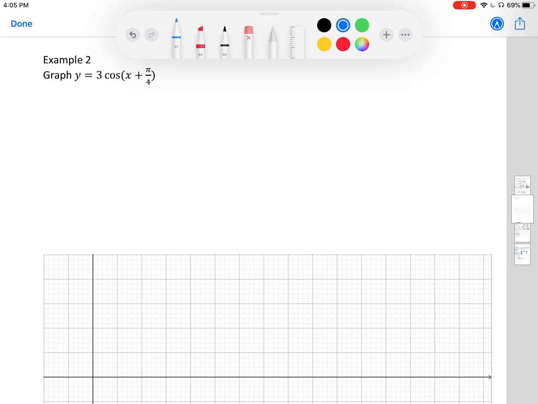All right, so let's start off by bounding this between 0 and 2 pi. So I have 0 is less than or equal to x plus pi over 4, less than or equal to 2 pi. All right, let's solve for x. So let's subtract pi over 4 from each one, minus pi over 4, minus pi over 4. And we're left with negative pi over 4 less than or equal to x, less than or equal to 7 pi over 4.